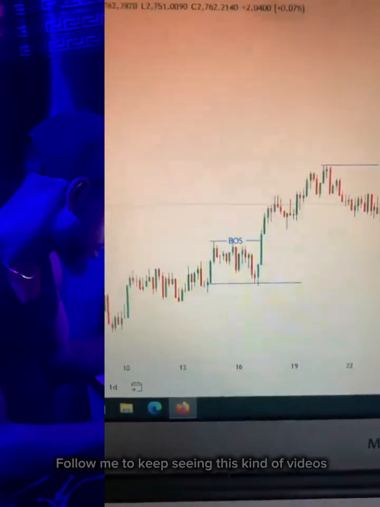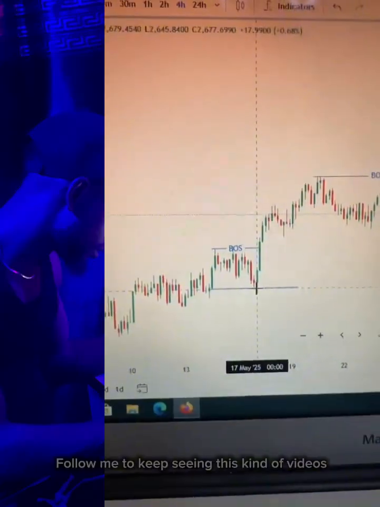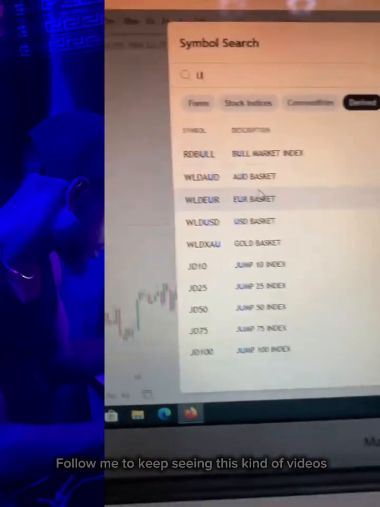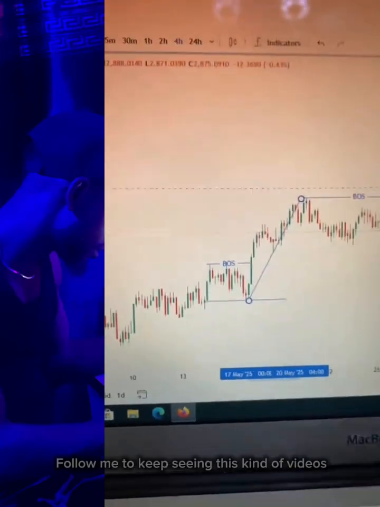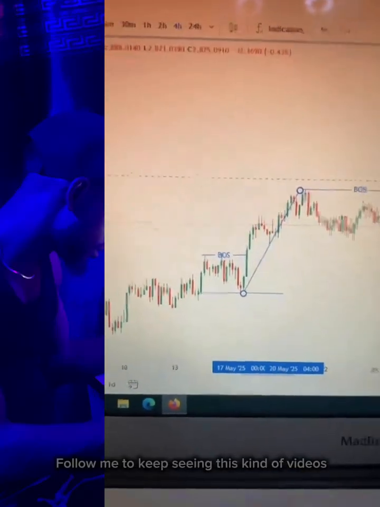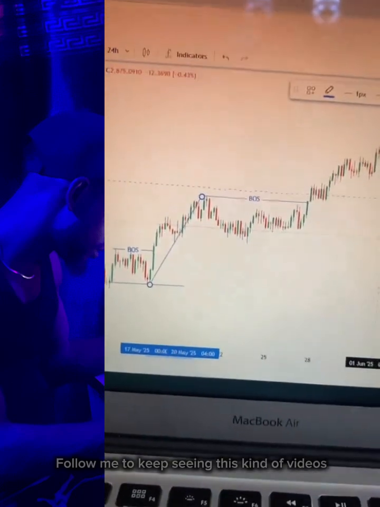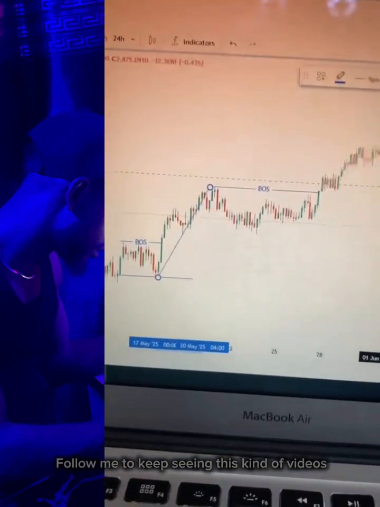So, without wasting much of our time, this is one leg for me to this particular zone. This is like a one leg candle, based on my own experience. You understand?